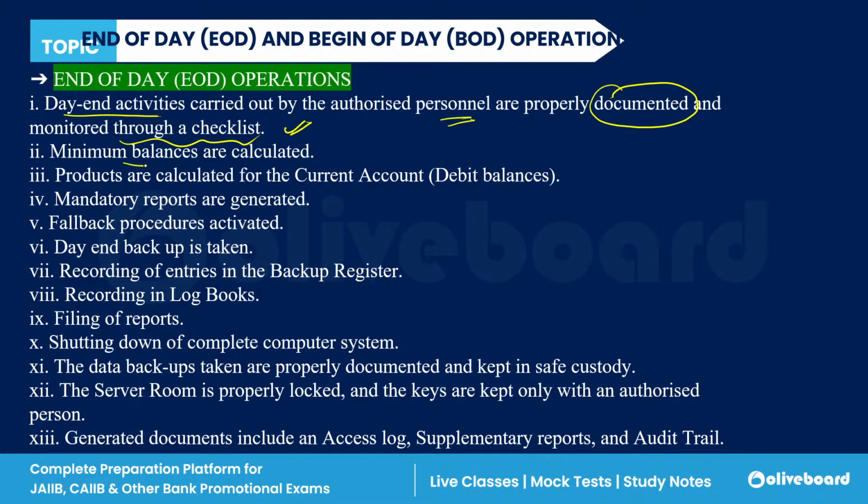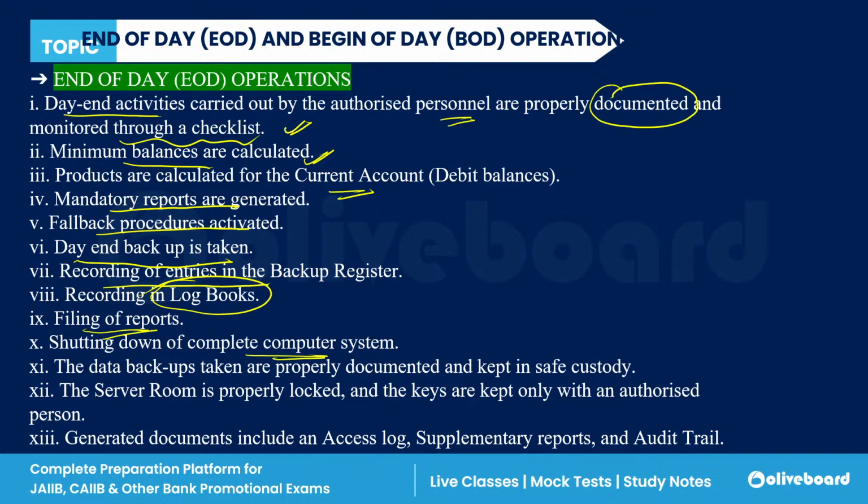Second, minimum balances are calculated. Whatever minimum balances they have, they should be calculated. Products are calculated for the current account. Then mandatory reports are generated. Fallback procedures are activated. Day end backup is taken. You have to record the entries in the backup register. You have to record entries in logbooks. You have to fill the report. You have to shut down the computers.